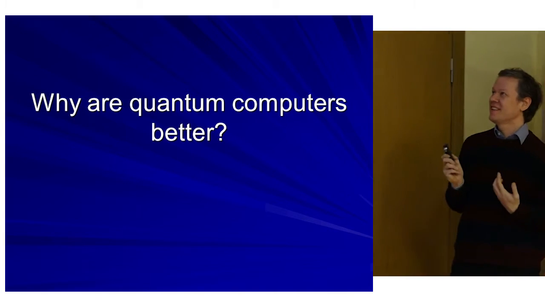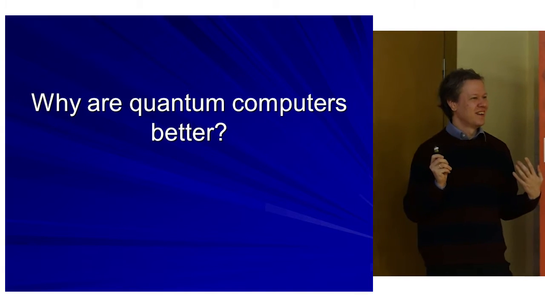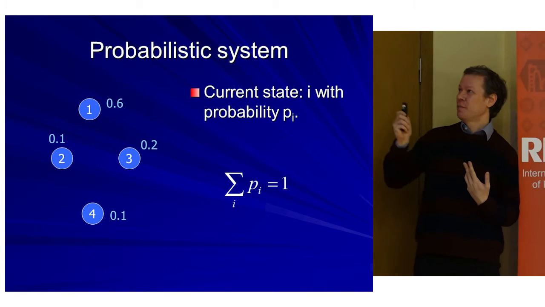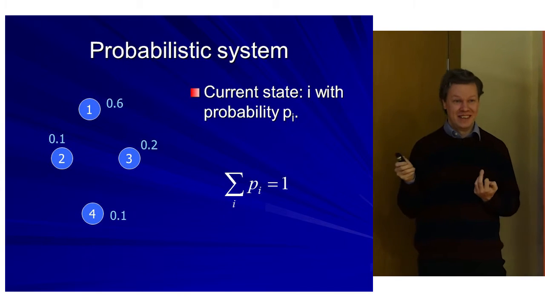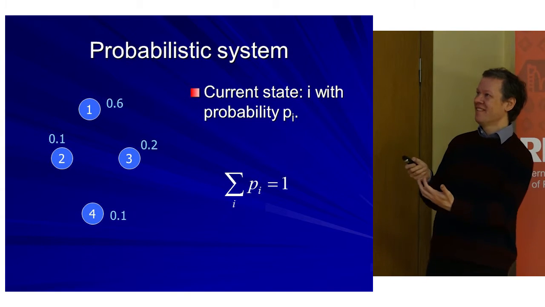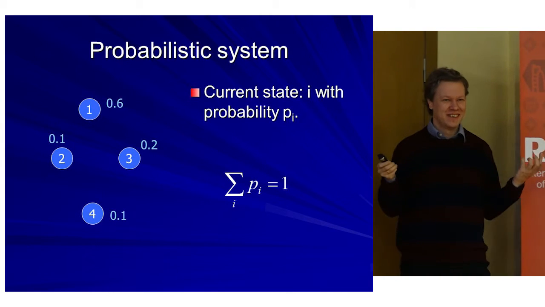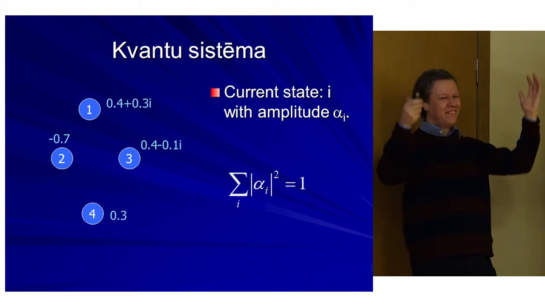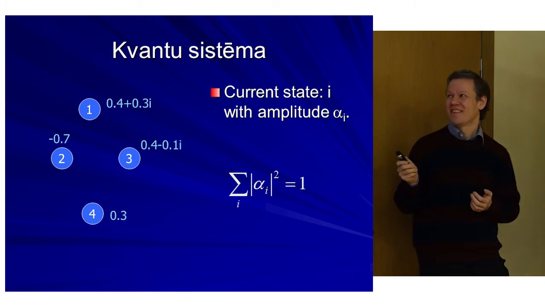So the way computer scientists think of quantum computing is they think of the quantum world as a generalization of the probabilistic world. So in a probabilistic world, we could be in one of several locations with certain probabilities. So from a computer science perspective, the quantum world replaces probabilities with amplitudes. So instead of probabilities summing up to 1, we have amplitudes whose squares sum up to 1.